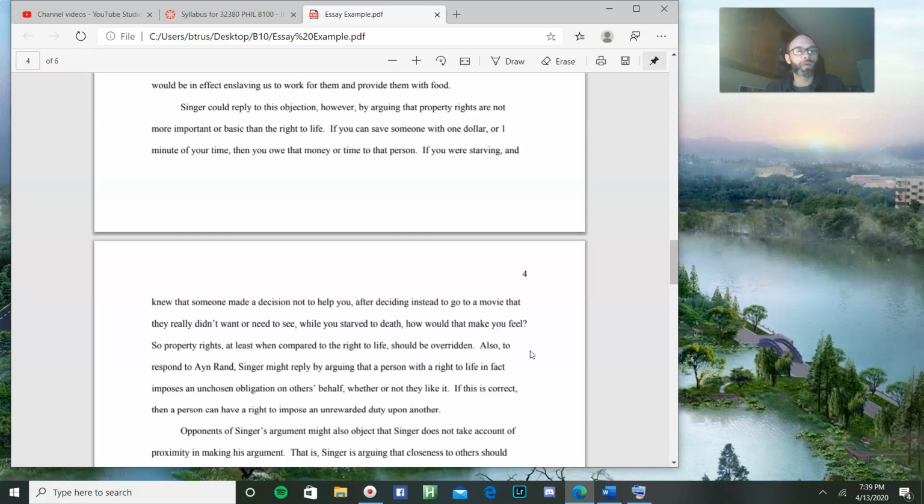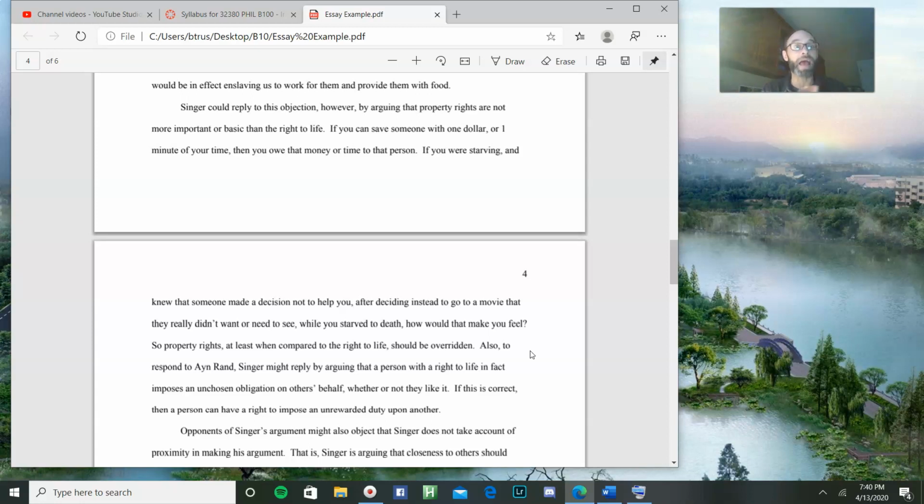Also, to respond to Ayn Rand, Singer might reply by arguing that a person with a right to life in fact imposes an unchosen obligation on others' behalf, whether or not they like it. If this is correct, then a person can have a right to impose an unrewarded duty upon another. So, they had a full paragraph of an objection, a full paragraph responding to that objection.